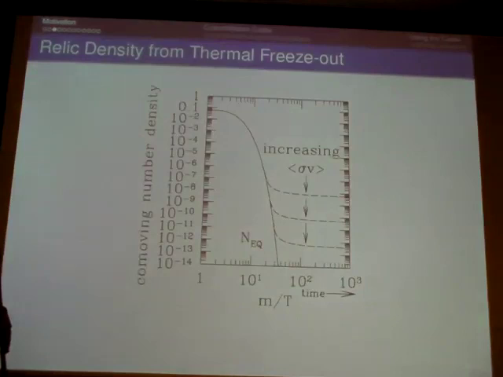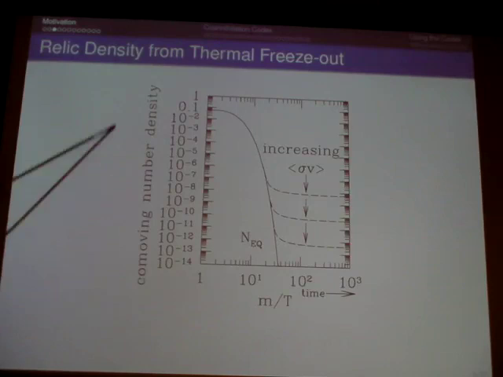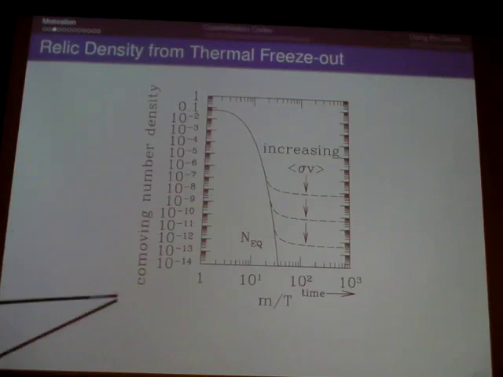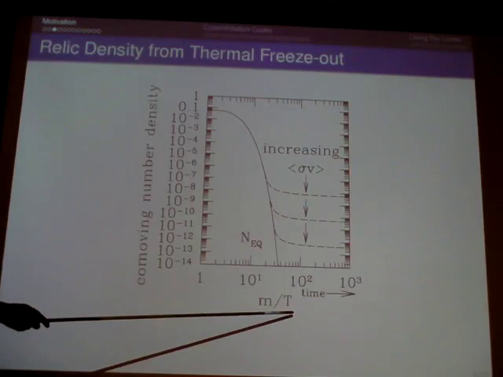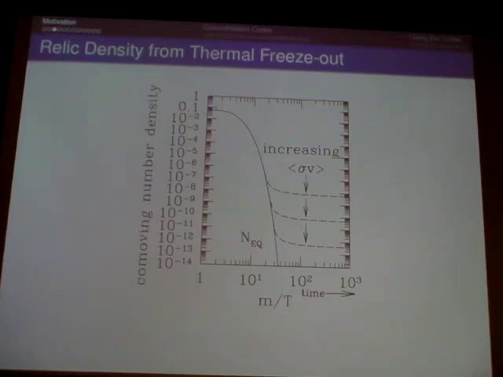So here we have the classic curve. This is the co-moving number density. Co-moving means a volume of the universe that expands with the Hubble expansion of the universe. We have the co-moving number density plotted as a function of, here it's time, but the actual numbers are the mass of the dark matter over the temperature of the universe. It's often parameterized in this way. Temperature reduces, time increases, time goes on.